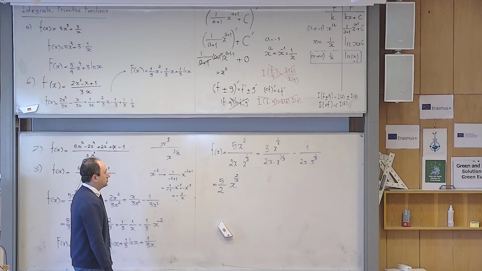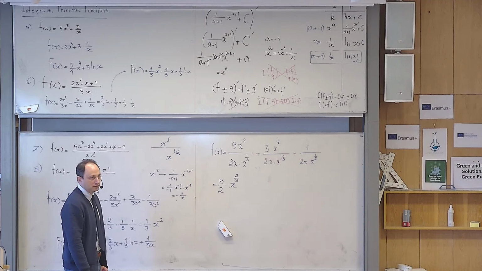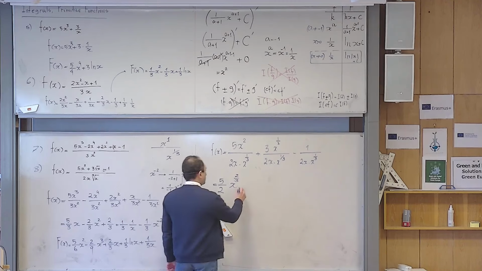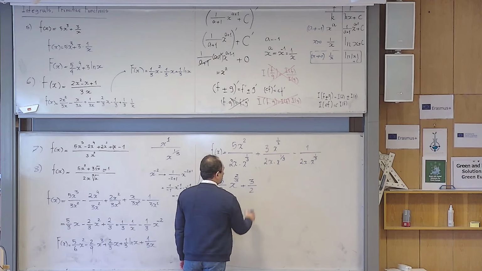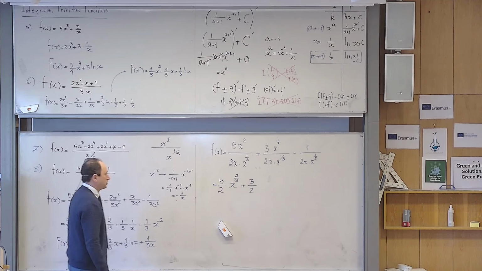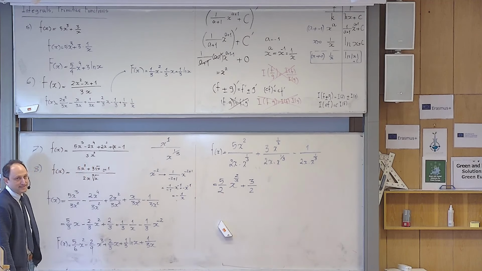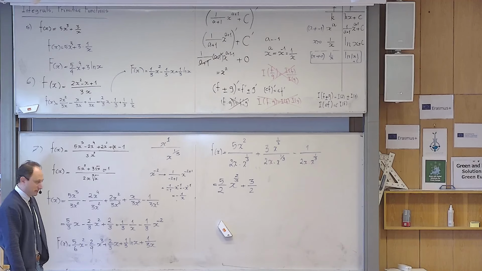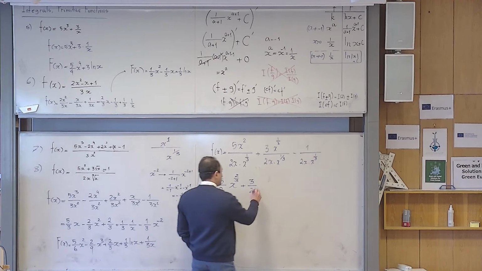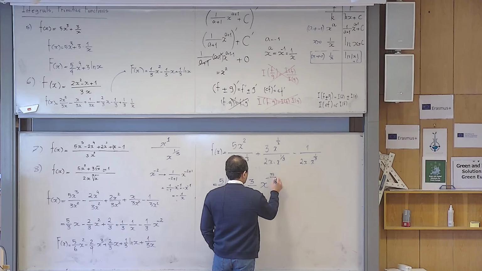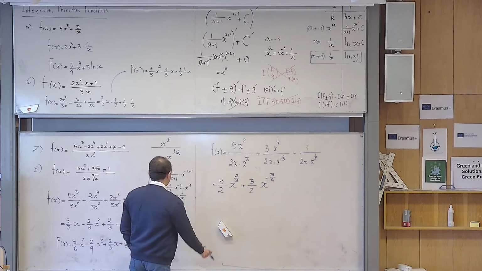Okay, can you do the other one in your head? So 3 over 2 is the multiplicative constant. Can you do these numbers in your head? Exactly. X to the power of minus 5 over 6. Do you want me to go through it? Let me just do one more here.